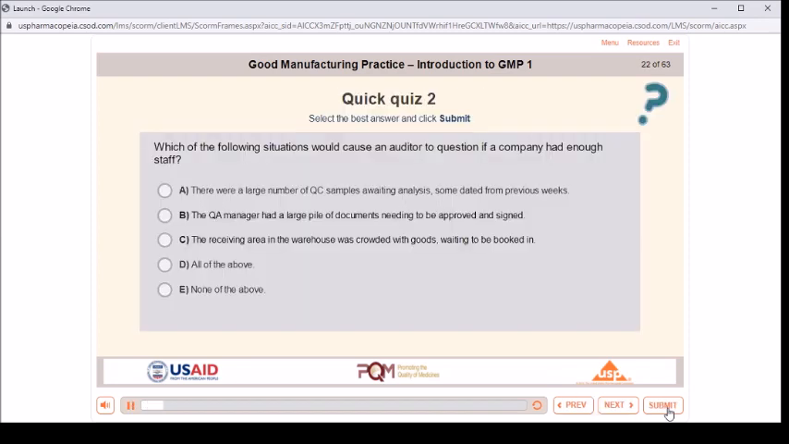Quick Quiz 2. Select the best answer and click Submit. Which of the following situations would cause an auditor to question if a company had enough staff? A. There were a large number of QC samples awaiting analysis, some dated from previous weeks. B. The QA manager had a large pile of documents needing to be approved and signed. C. The receiving area in the warehouse was crowded with goods waiting to be booked in. D. All of the above. E. None of the above.